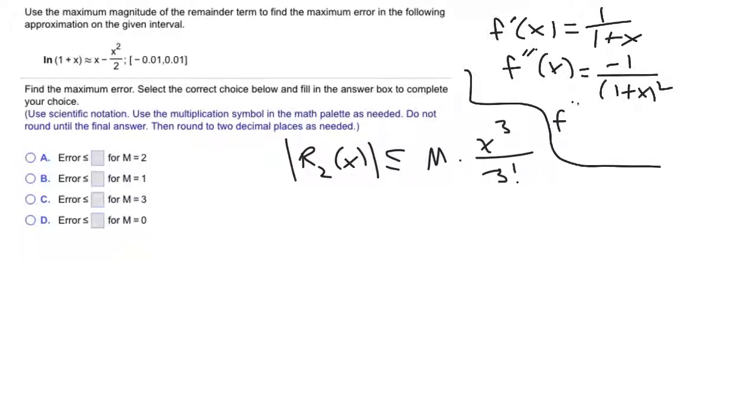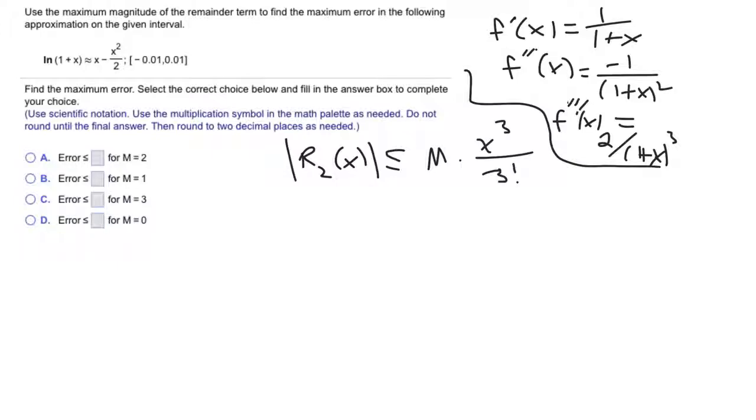Third derivative, again, this one before it is really minus 1 plus x to the minus 2, and so one more derivative will give me a 2 on top and a 1 plus x cubed on the bottom. So that's my third derivative, 2 over 1 plus x cubed.